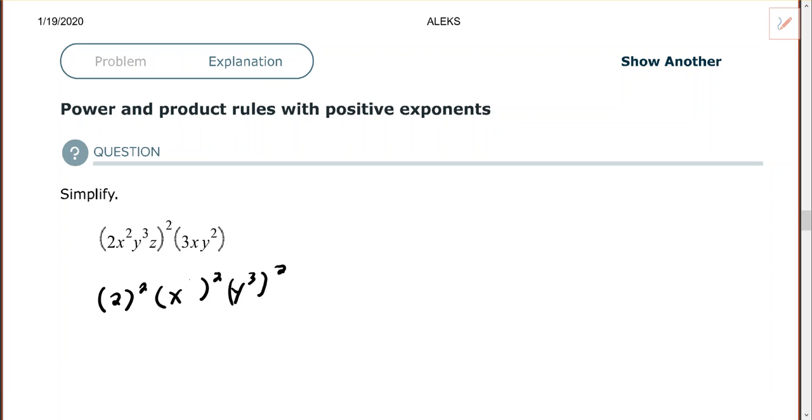Sorry about that. That should be x squared. So that's from the first parentheses. The second parentheses, I don't have anything that I can simplify. So let's do this. So we'll leave it like it is.